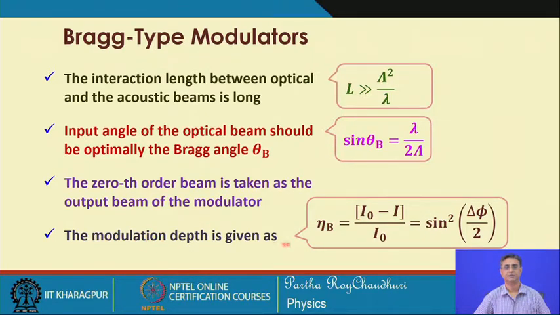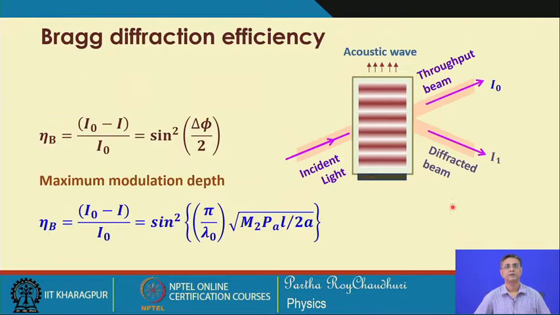The modulation depth, therefore, comes out to be eta b is equal to this quantity, where this del phi is the phase, that is, it is equal to kappa into L, the length of the acoustic wave, and kappa is the coupling coefficient of the 0th order beam to the first order beam. Therefore, the maximum modulation depth will be given by this, which we have also seen will be equal to this quantity, that is in terms of the figure of merit M2 and the acoustic power, length, etc.